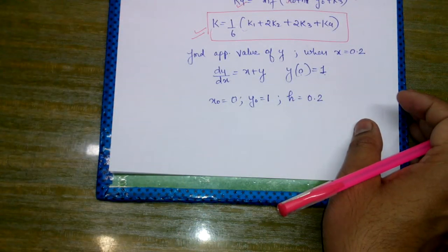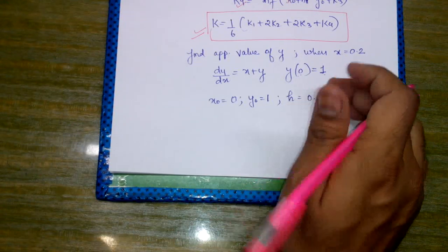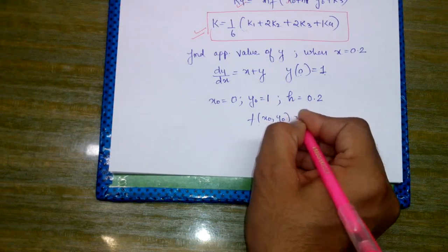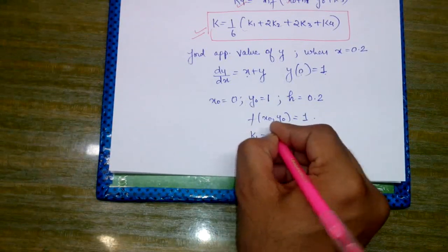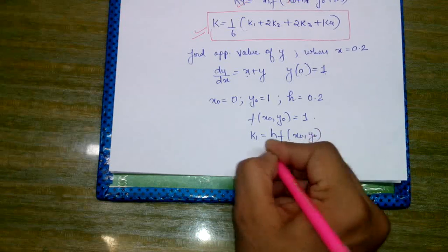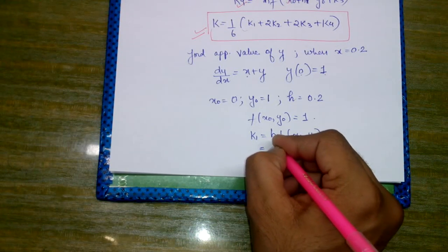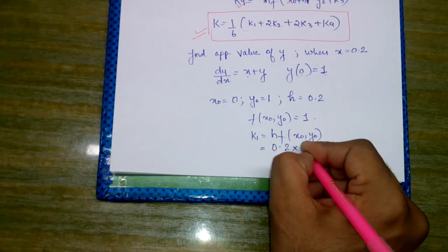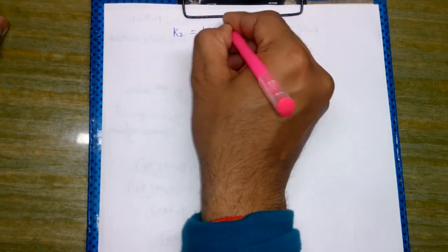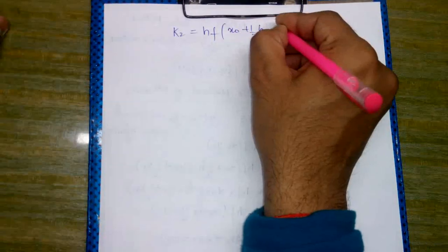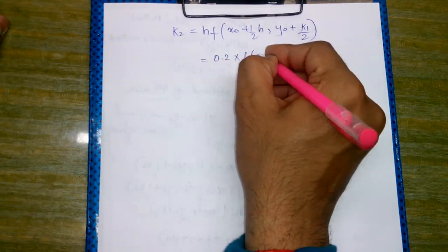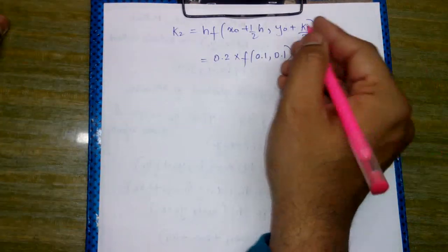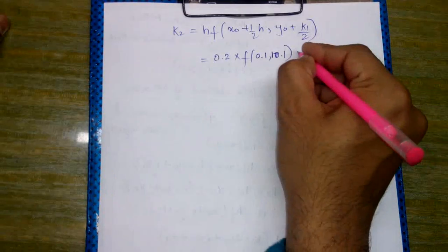So h is 0.2, and f of x0 comma y0 is 0 plus 1, it becomes 1. So k1 would be h into f of x0 comma y0. This would be 0.2 into 1, this is 0.2. Now the value of k2 would be h into f of x0 plus 1 by 2 h, y0 plus k1 by 2. So this would be 0.2 into f of 0.1 comma 1.1.